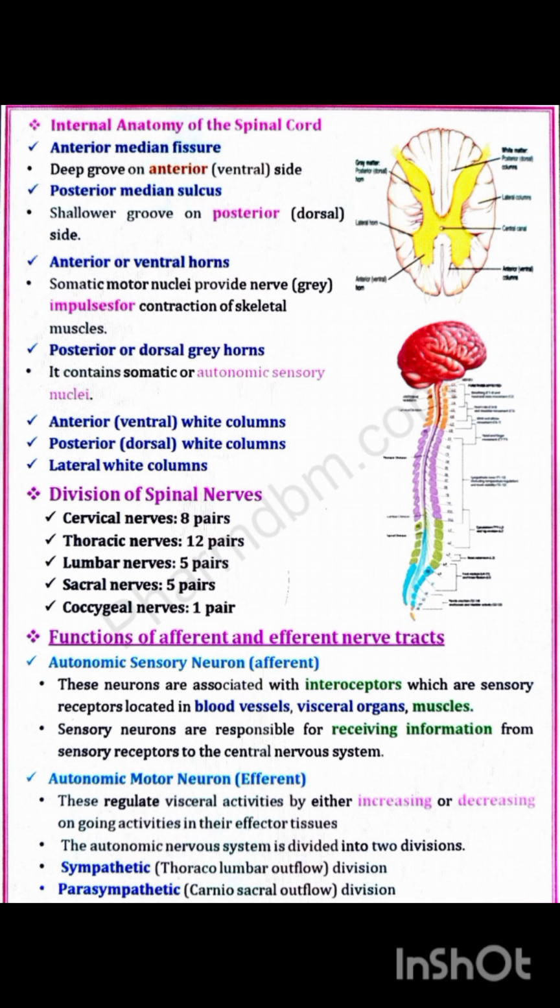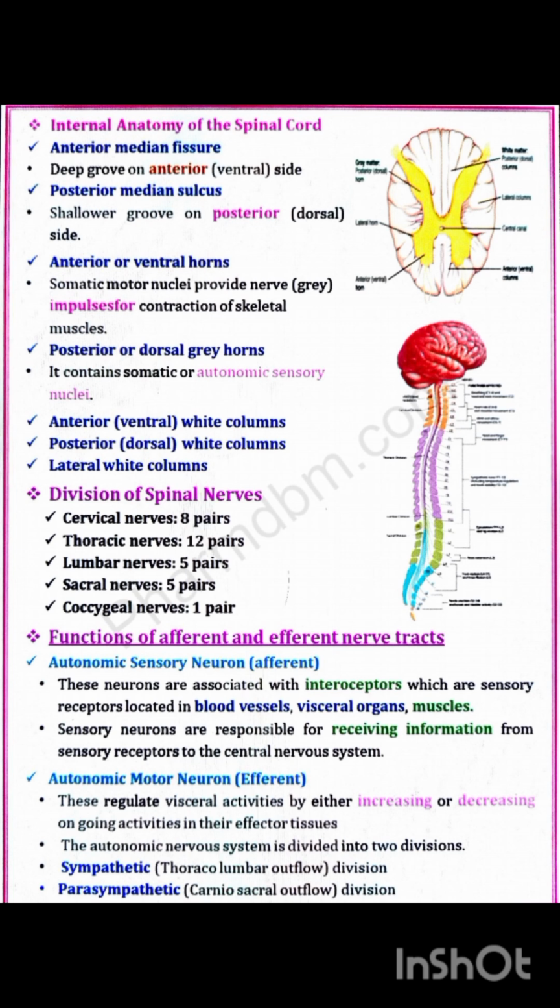Next, internal anatomy of spinal cord. Anterior median fissure, a deep groove on the anterior ventral side. Posterior median sulcus, a shallower groove on the posterior side. Anterior or ventral gray horns. The somatic motor nuclei provide nerve impulses for contraction of skeletal muscle. Posterior or dorsal gray horns. It contains somatic or autonomic sensory nuclei. Anterior ventral white columns, posterior dorsal white columns, lateral white columns.